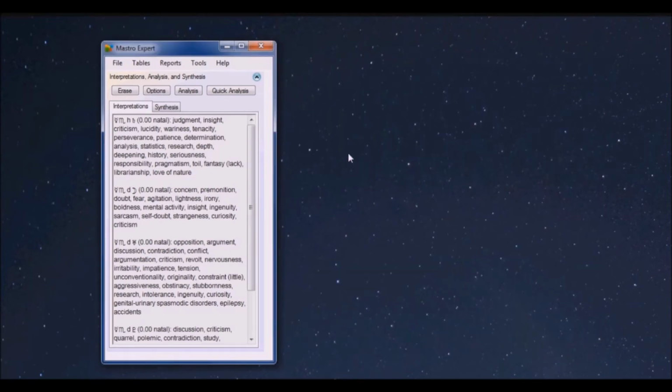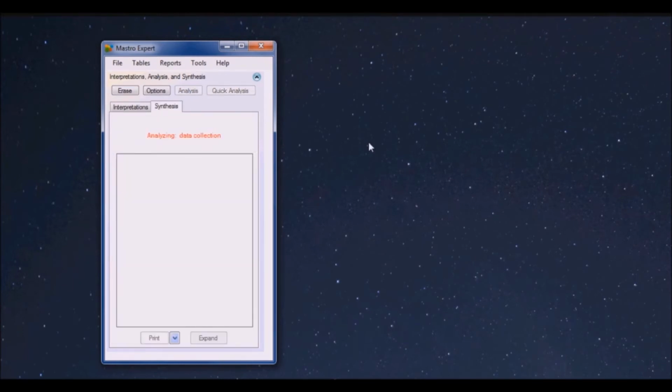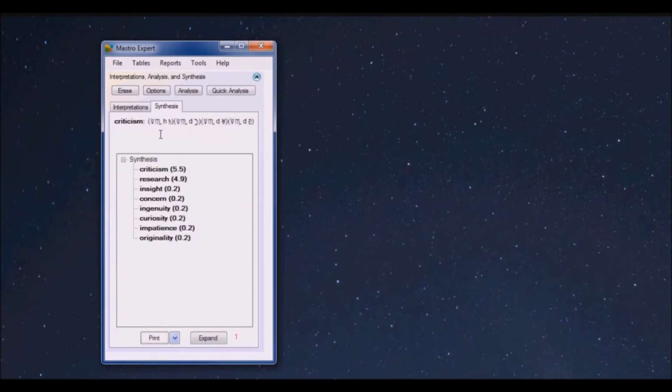And now, without having the chart, we can analyze those four factors. Can you guess what word is going to come out first? Criticism, which is connected to the four aspects, including the sign. Then, search, insight, concern, ingenuity, curiosity, impatience, and originality. Before turning to the forecast curves, one last comment on what we've just seen. It seems to me that this expert system is a wonderful learning tool for practicing scales and becoming an astrological virtuoso.